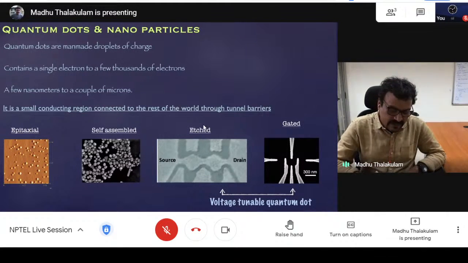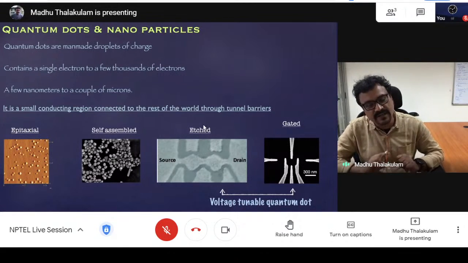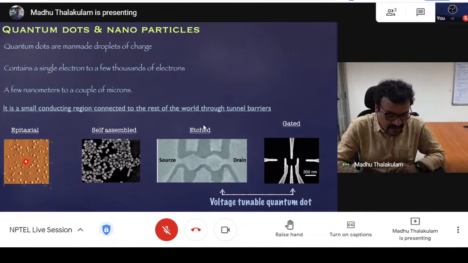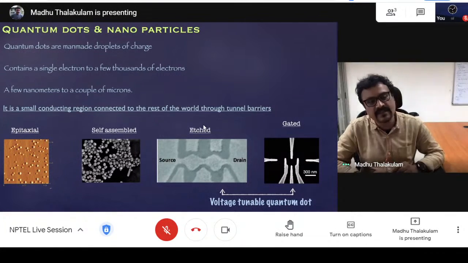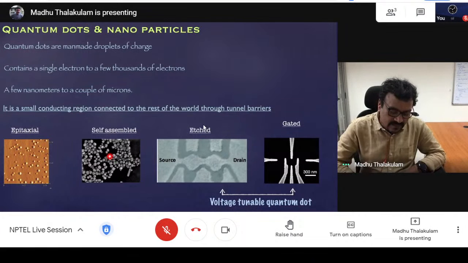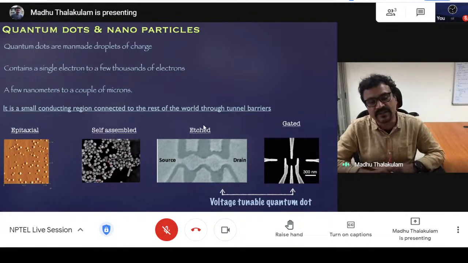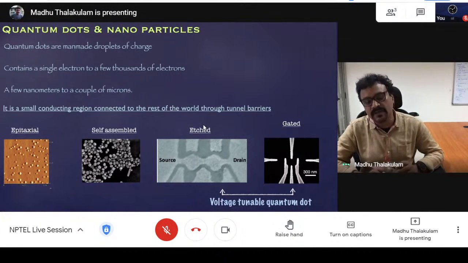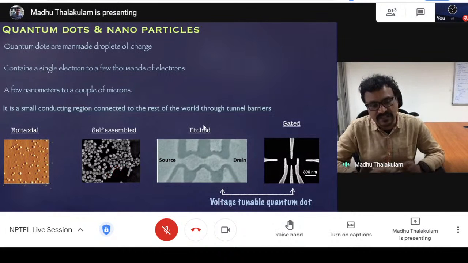There are a few different ways to realize quantum dots. There are epitaxial quantum dots, where you have a substrate and you deposit small regions of another material using machines such as molecular beam epitaxy machines. The second kind shown here are self-assembled structures. That means you start using the bottom-up method, and you have small conducting regions.